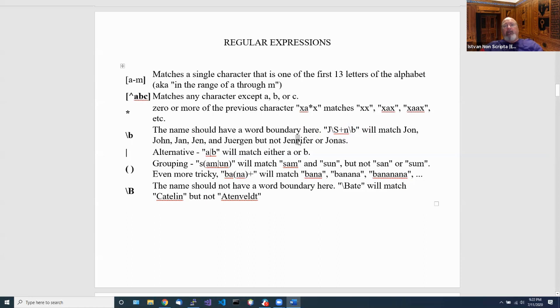So this is the character that would match this N, and then the character after it is not a space character. So that's why it will not match. Also, Jonas, N is not the end of the word.